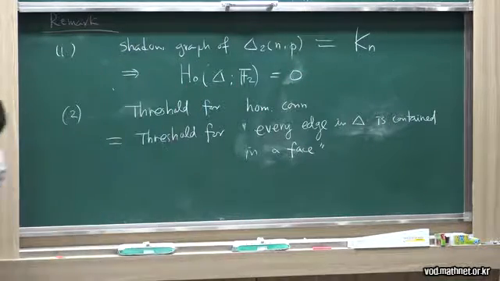For example, in this very simple example, this edge is not contained in any face. So we call them isolated edges. In a way, we were talking about isolated vertices in the Erdős-Rényi graph. In this simplex, instead of an isolated vertex, we talk about isolated pairs of vertices, namely isolated edges. It's not contained in any face.